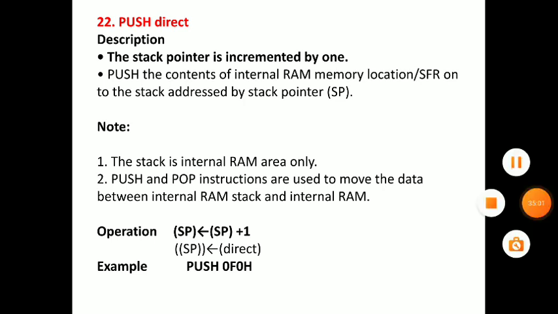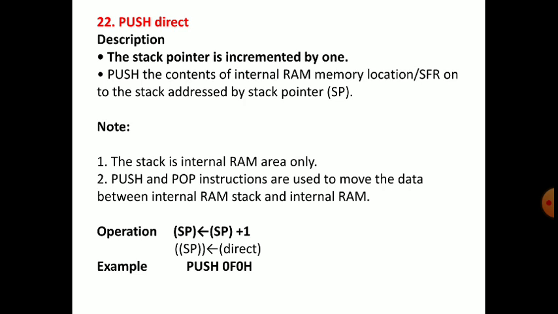The push direct is the instruction. Push space direct. That is, the contents of this direct address will be pushed onto the stack, pushed onto the stack. Now the stack pointer will point to the address of the top of stack. Description: the stack pointer is incremented by 1.